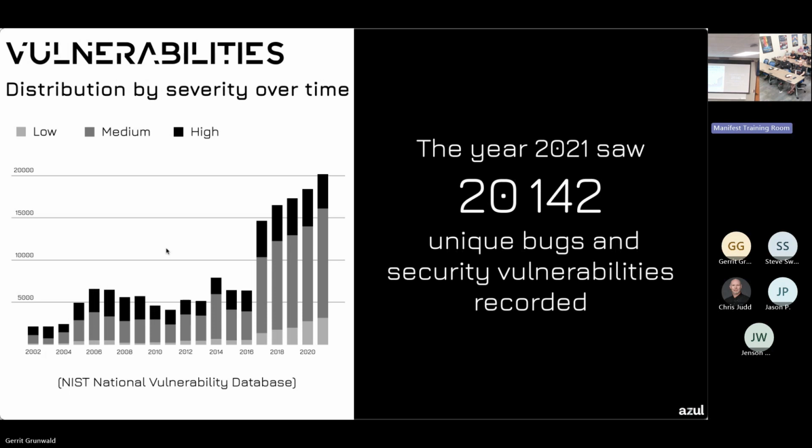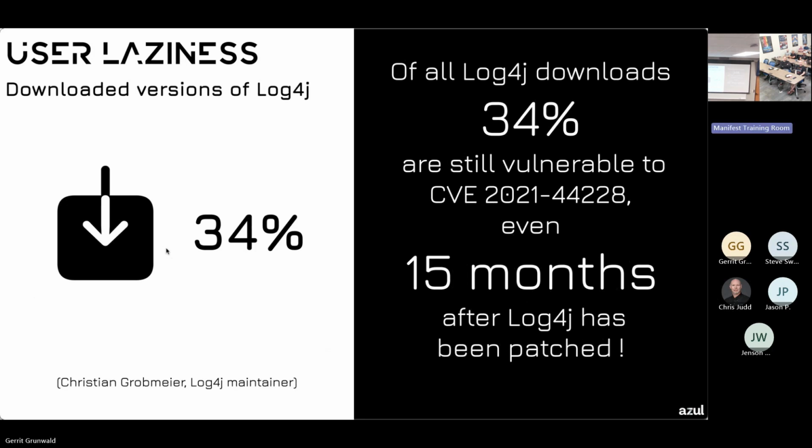This is from the NVD, the National Vulnerability Database, where they did a distribution by severity over time. It's a little bit hard to see, but you see the increase since 2017. There was a huge bump in these vulnerabilities. And in 2021, it was 20,142 issues that have been reported in the NVD. And it's still increasing. So it's a lot of vulnerabilities going on since they track it. So this looks quite nice, but then if you see where we end up, it's really crazy. This is something, a big problem, user laziness. These numbers are from March this year, when I created the session.